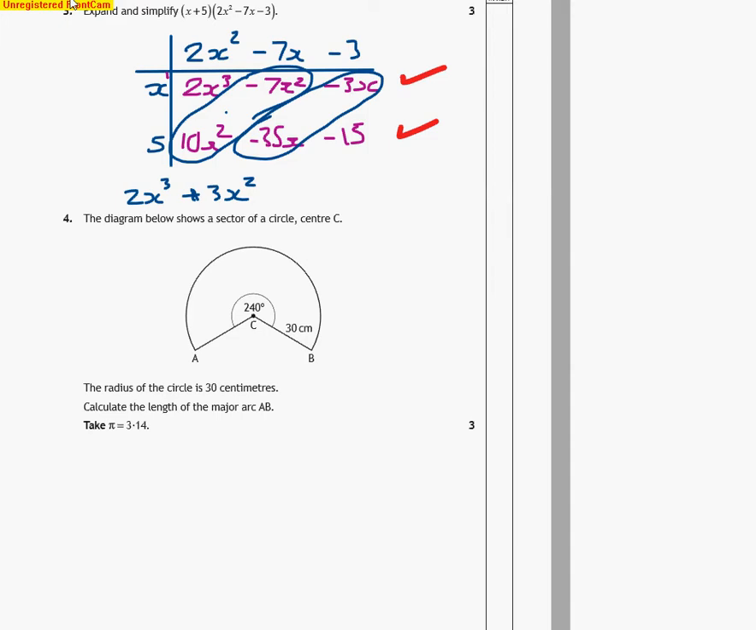Minus 35 minus 3, minus 38x, and then minus 15. Okay, and that's where you're going to get your third mark. Okay, nice and straightforward. Every time you do this, just draw your table and you're adding when you're doing your multiplication. Okay, that's the only tricky bit. Okay, on to the next one.